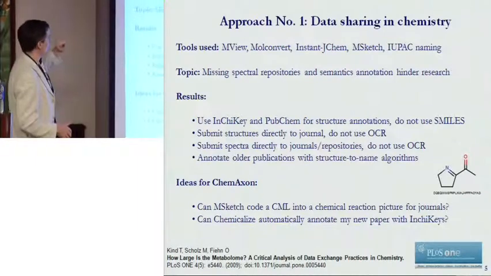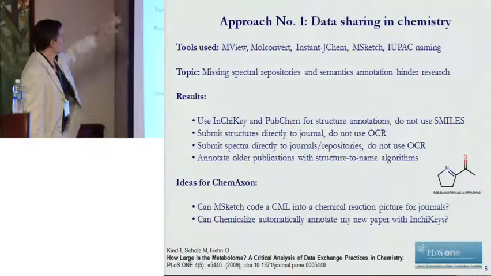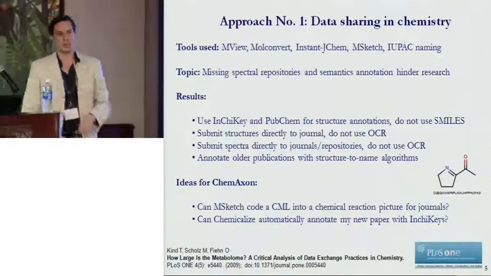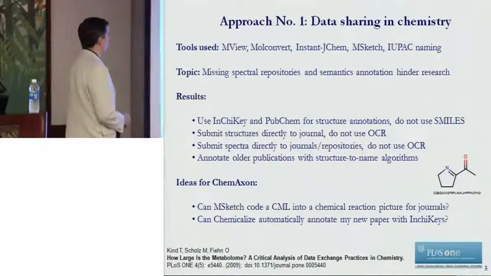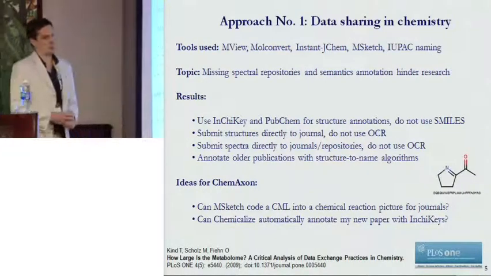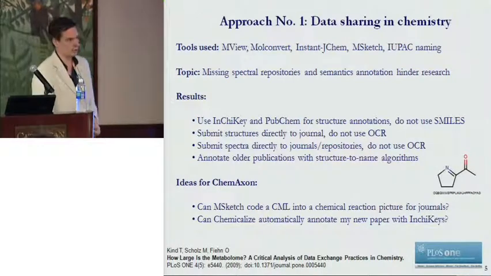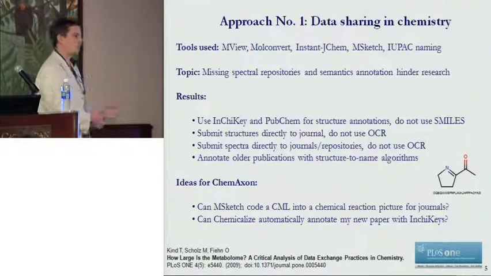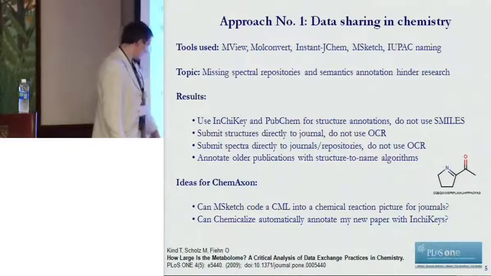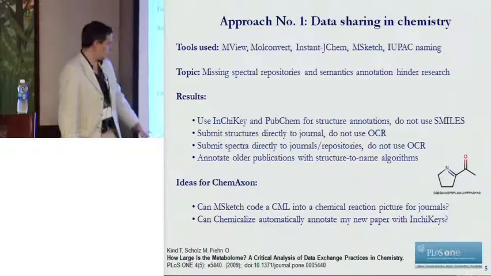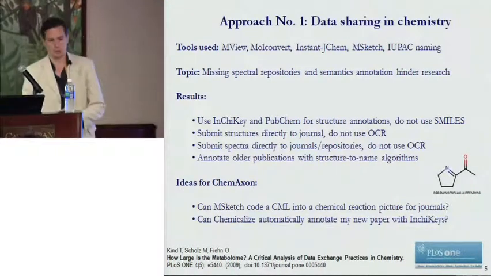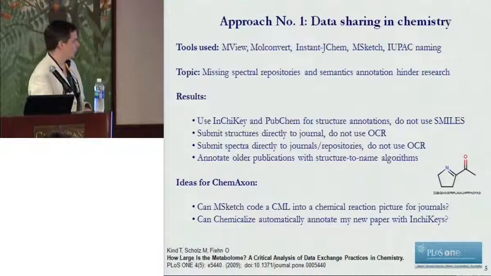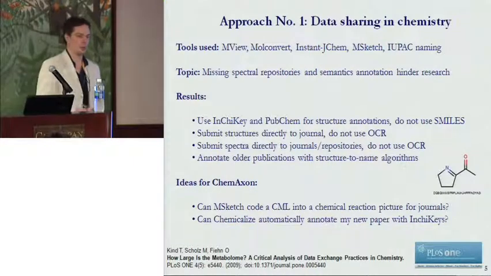And the first approach we investigated was data sharing in chemistry. And here I listed the tools we used for that: MView, MolConvert, MSketch, IUPAC naming, for instance. And the problem was that actually there are no repositories for spectra, mass spectra, and also there's no semantic annotation of research texts. And everybody knows the CAS database, Beilstein database. These are large commercial databases which did that in the past. But we concluded from our research, and we published that in PLOS ONE this year already, that there has to be a change in how chemists and especially also people who are involved in spectral acquisition publish their results.